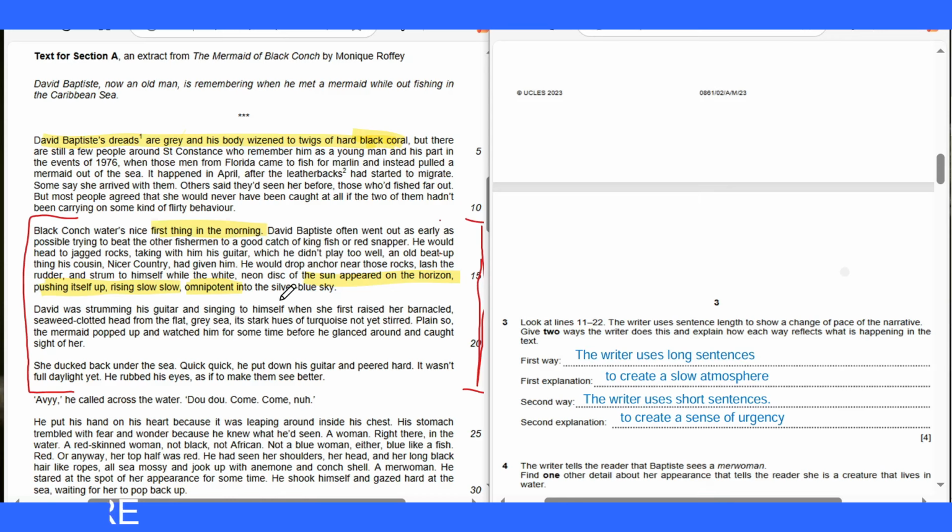And then second way, the writer used short sentences. We can see in here, "she ducked back under the sea. Quick, he put down his guitar and peered. It wasn't full daylight yet. He rubbed his eyes." So that is some short sentences to create a sense of urgency. Alright, let's move on.